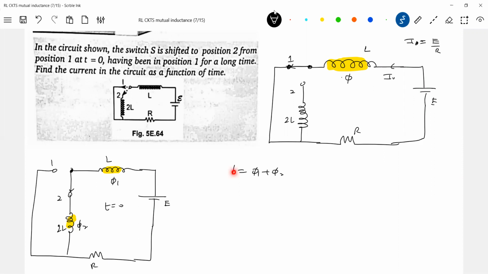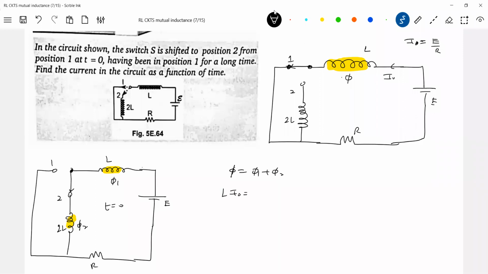When you move the switch from 1 to 2, there'll be some loss, but we are doing almost an ideal case. What was the flux in coil 1? The flux will be shared by both, and the flux should be conserved here. So what was the initial flux? L into I naught.